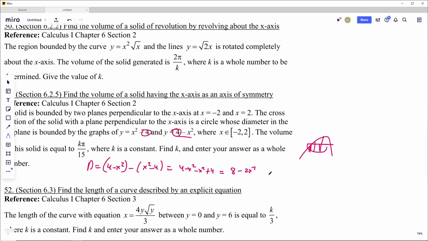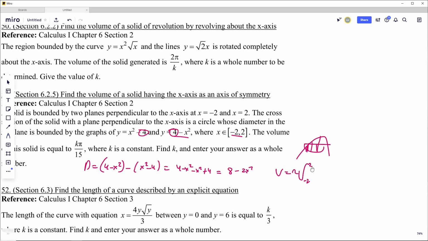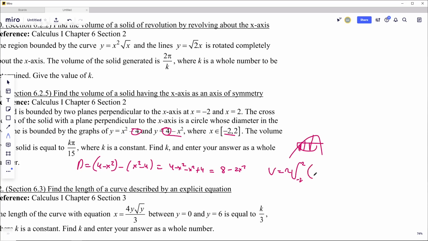Now, we don't need the diameter, we need the radius if we want to get the volume. So v equals pi from, we're given minus 2 to 2, so minus 2 to 2. Radius, so we're going to divide by 2. So it's this over 2. If you want, I'm going to write it step by step.